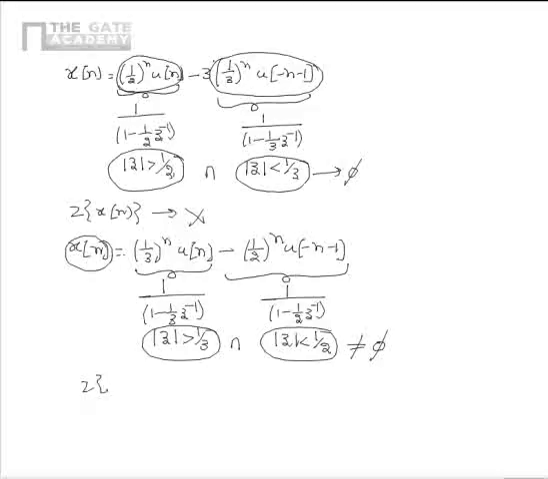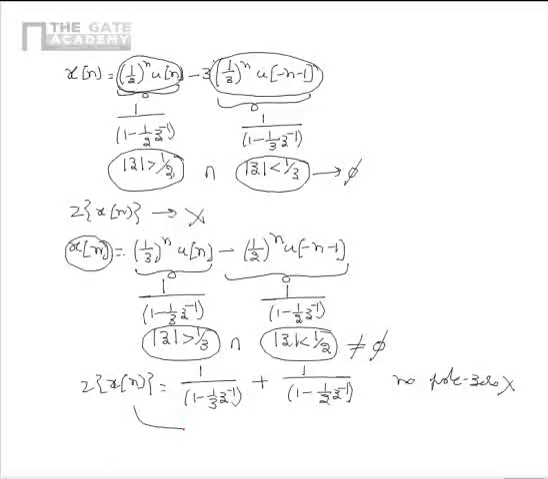So from this the Z transform of x of n can be written as 1 by 1 minus 1 by 3 z inverse plus 1 by 1 minus 1 by 2 z inverse. And here we see that upon simplification there is no pole zero cancellation. Because of which the ROC of the Z transform of x of n is 1 by 3 less than mod z less than half.